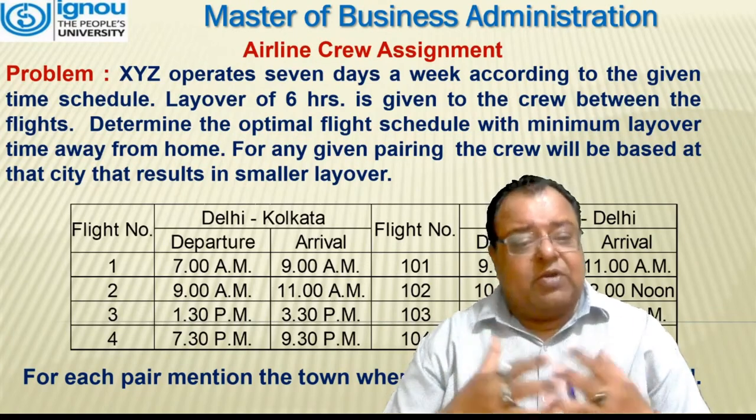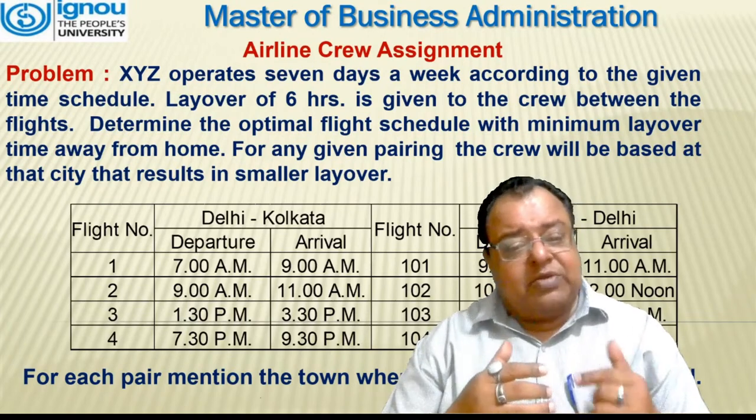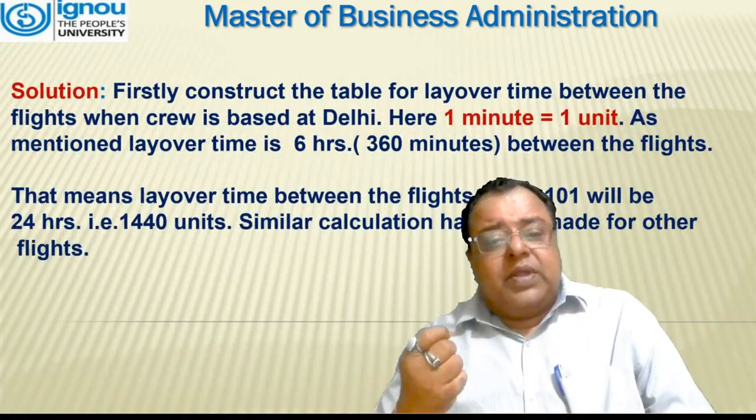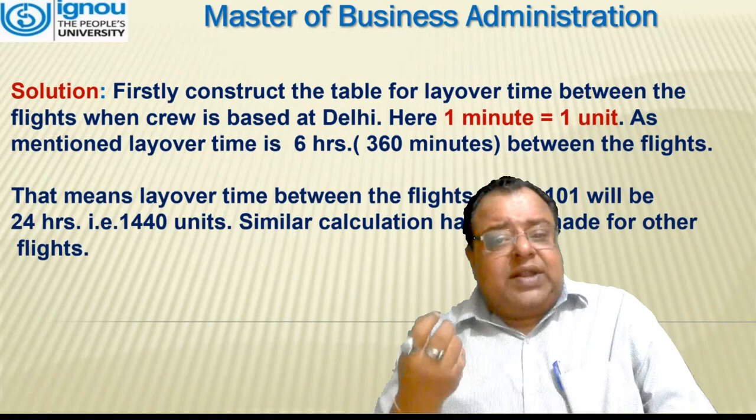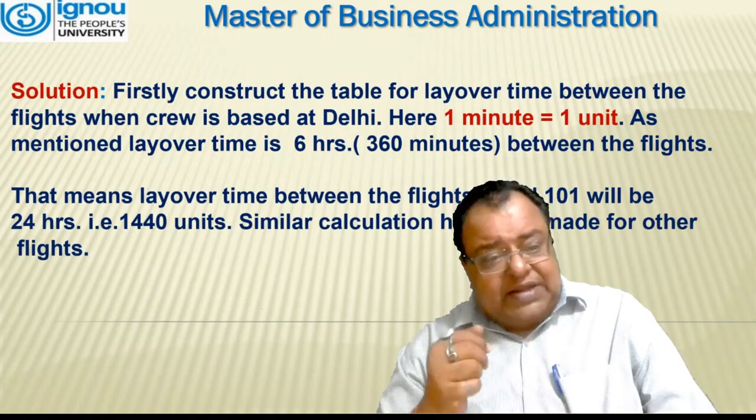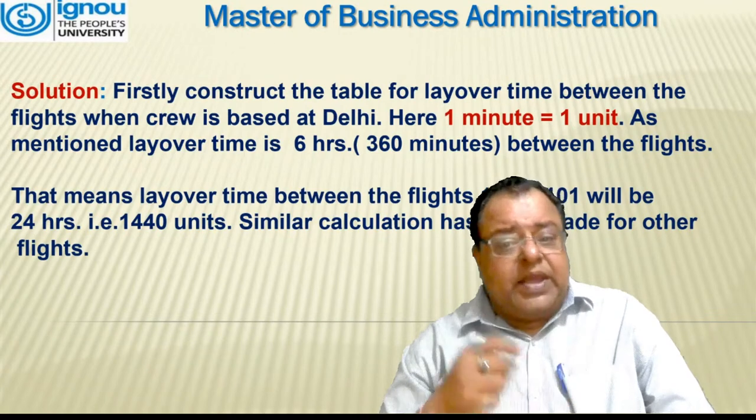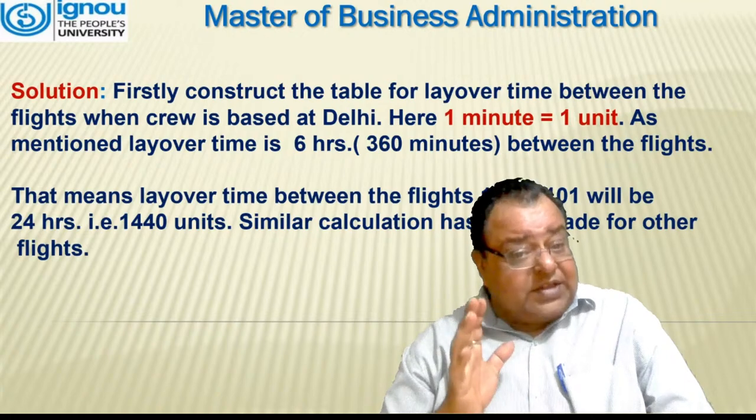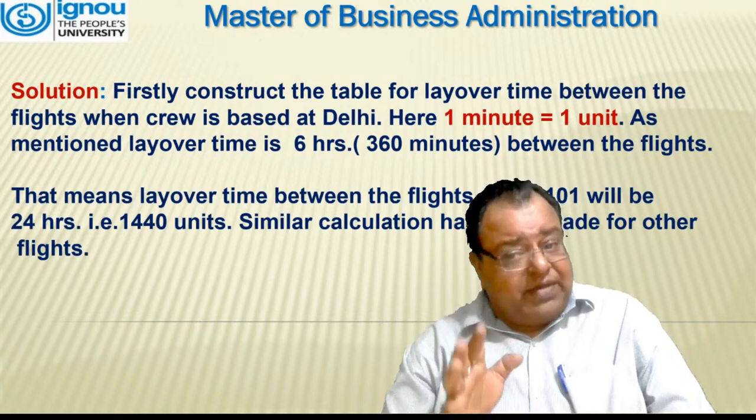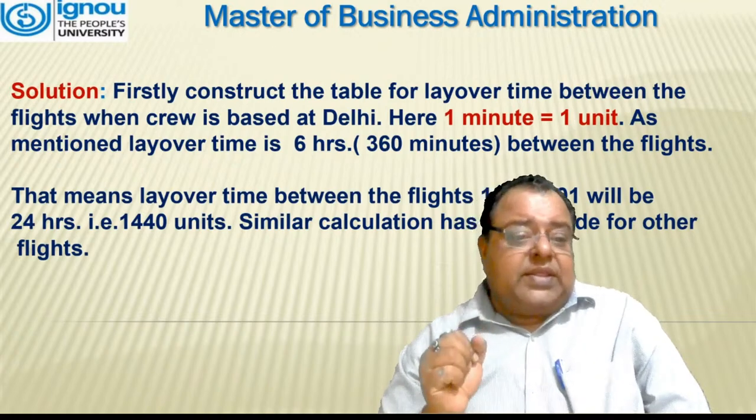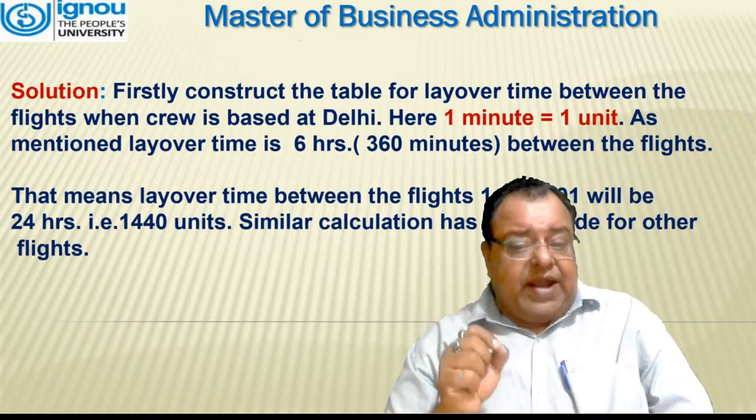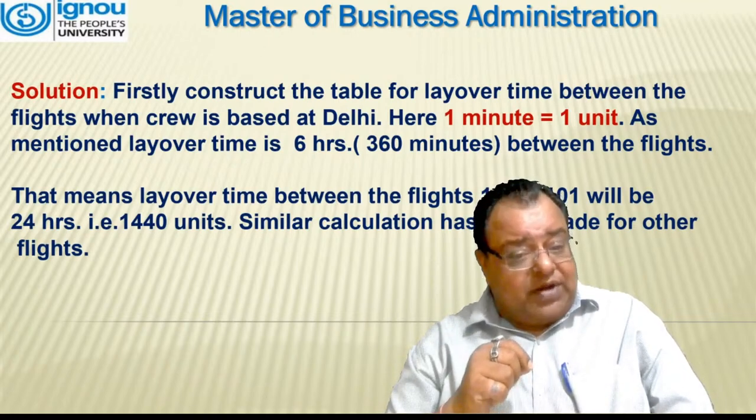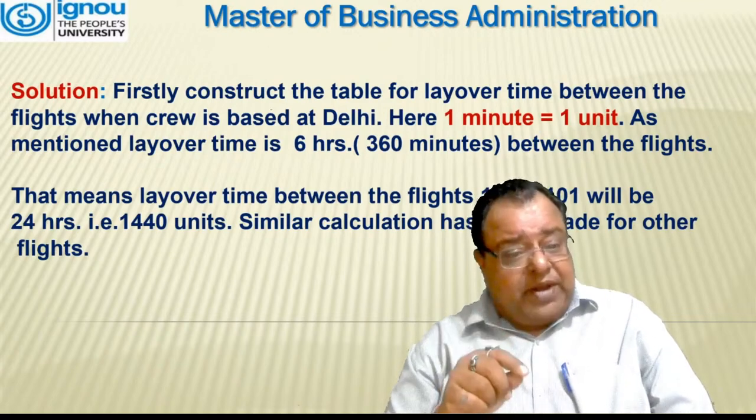This is the schedule of flights from Delhi to Kolkata and Kolkata to Delhi. Firstly, what we will do, we will construct the table for layover time between the flights when the crew is based at Delhi. Here, 1 minute is equal to 1 unit. As the mentioned time layover is 6 hours, that means 360 minutes between the flights. That means layover between the flight 1 and 101 will be 24 hours, that is 1440 units. Similar calculations have to be made for other flights.